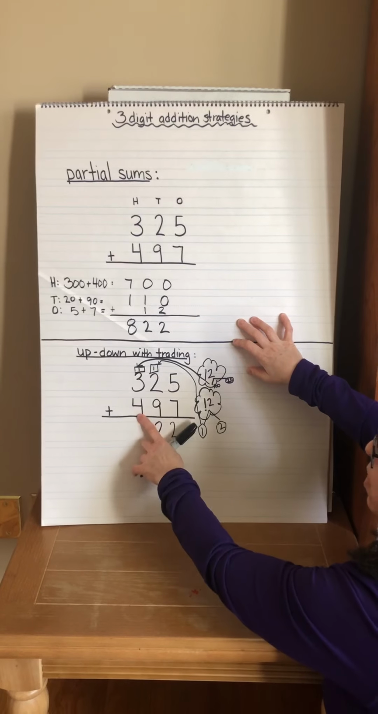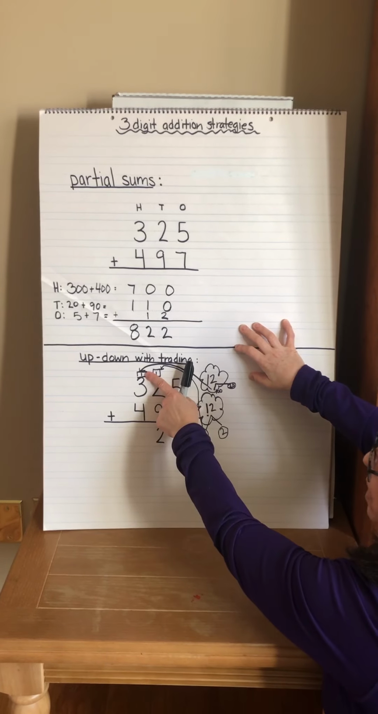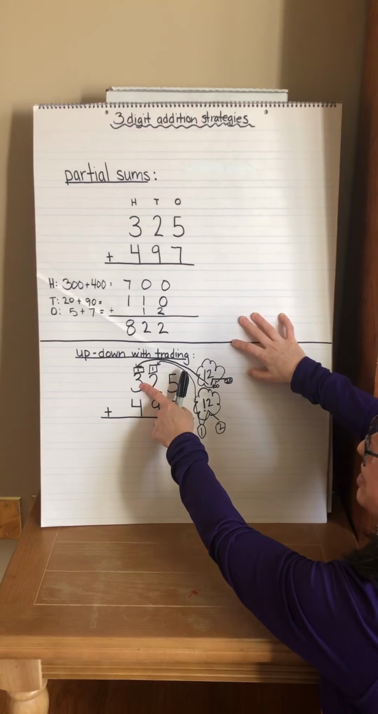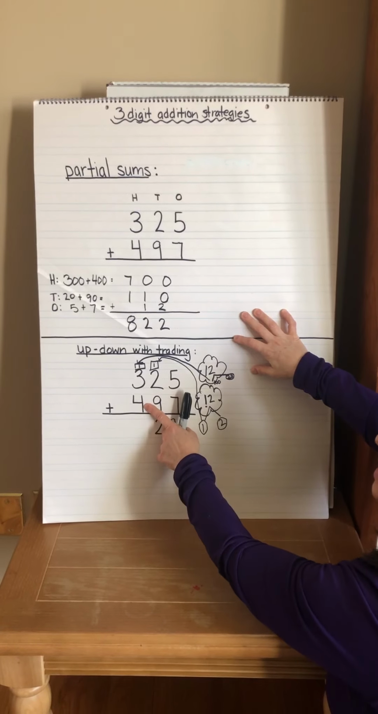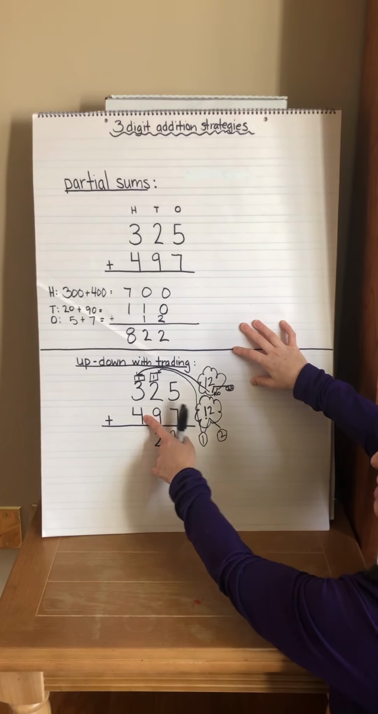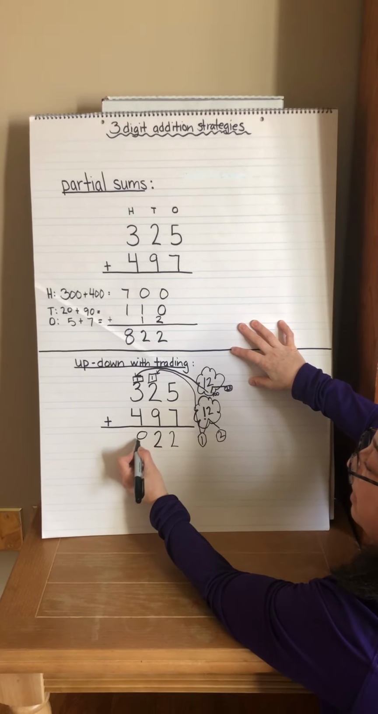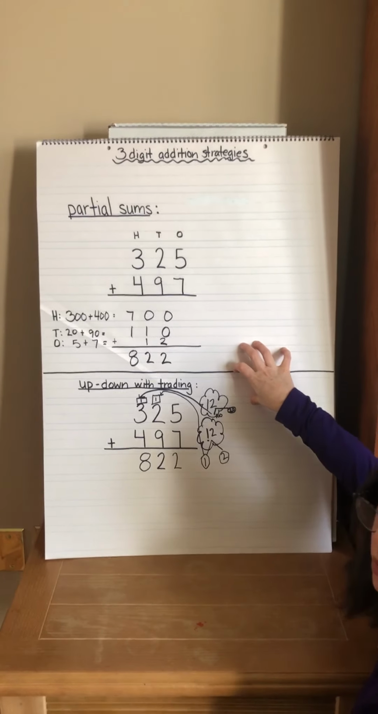And then I'm going to add all my hundreds together. I have 1 hundred plus 3 hundreds is 400. Plus another 400 is 822.